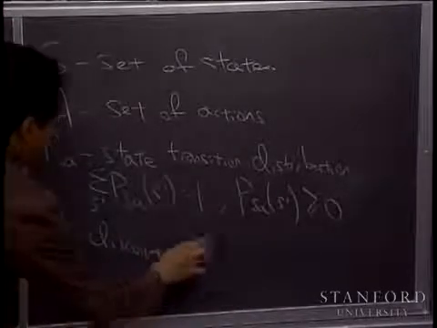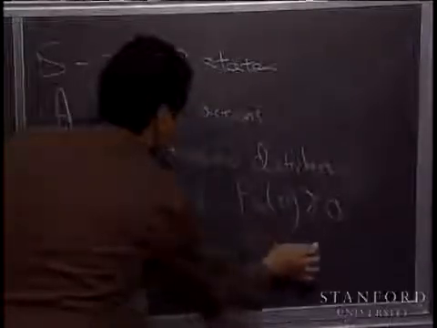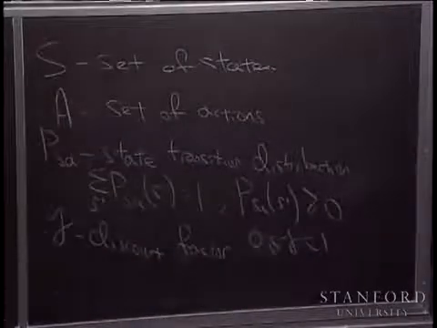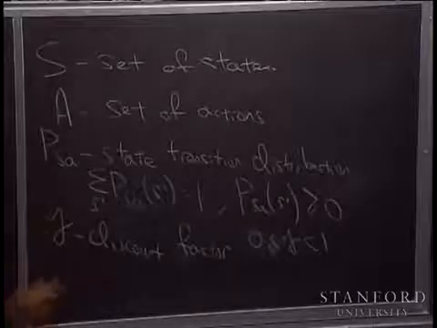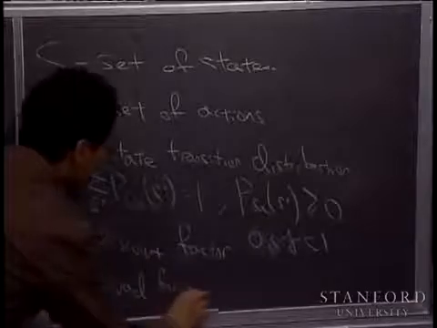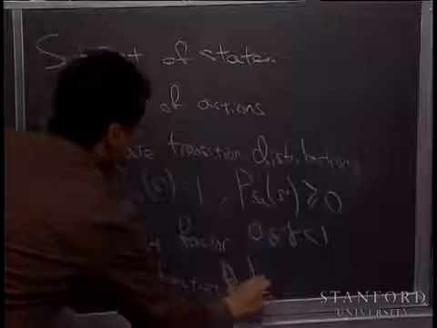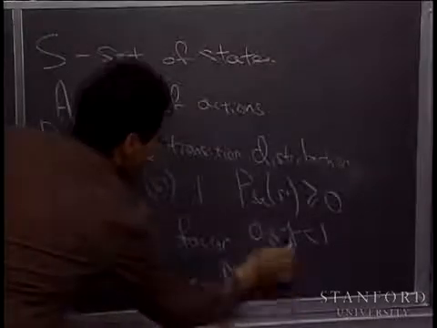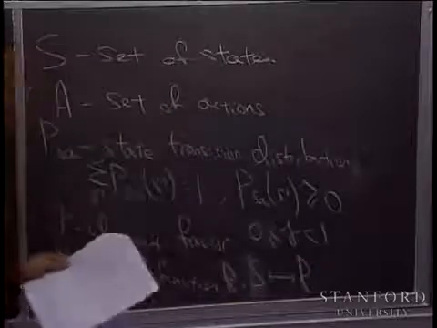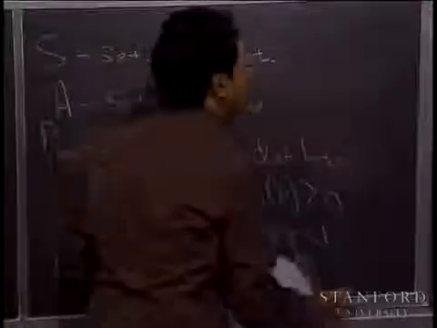Gamma is a number called the discount factor. Don't worry about this yet. I'll say what this is in a second. And it is usually a number strictly less than 1 and greater than or equal to 0. And R is our reward function. So the reward function maps from the set of states to the real numbers, and it can be positive or negative. Okay, that's the set of real numbers.